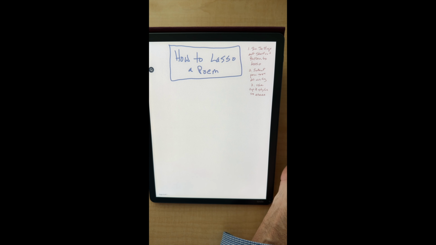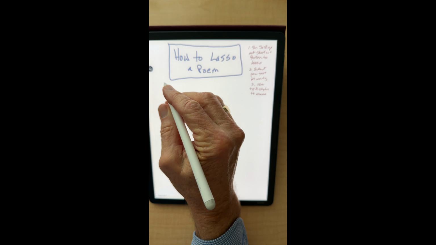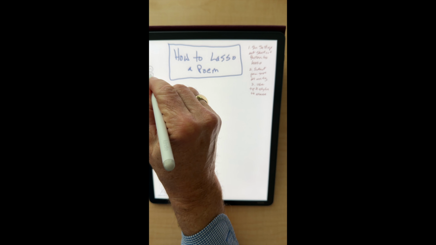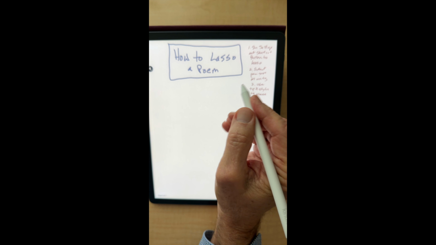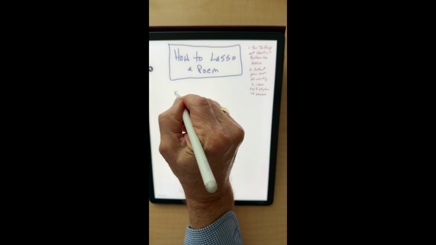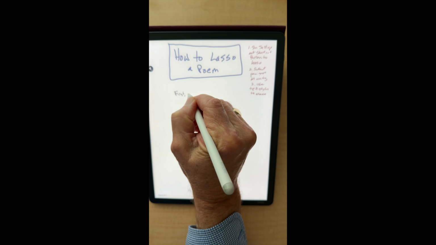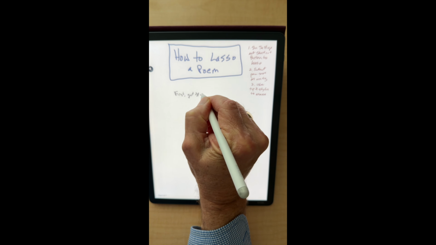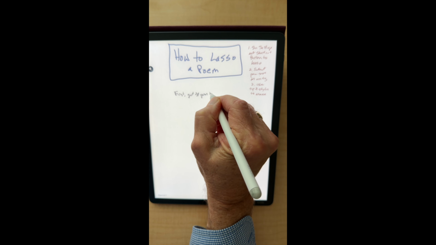And I'd like to think of a topic for a poem. Well, let's just try this one here. We'll call it How to Lasso a Poem. And I'll have that be the title of my poem. And I'll say, first, get off your high horse.